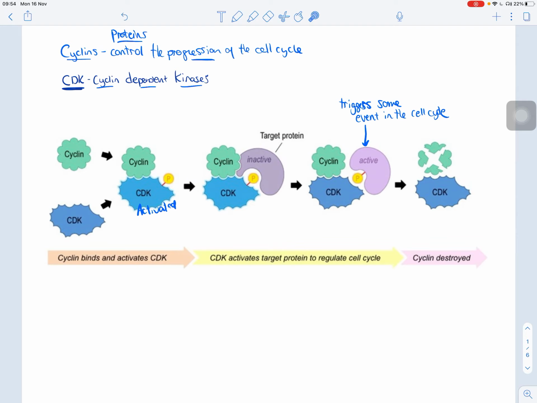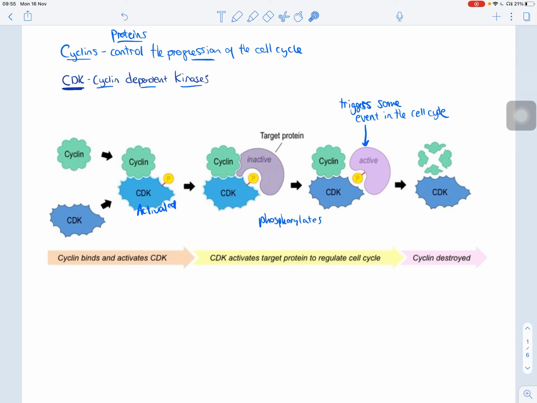Then you can see what happens in the next step: it hits some target protein. This target protein is going to be involved in the cell cycle. You can see here it transfers a phosphate group, so it phosphorylates that target protein right here. That protein could be an enzyme, it could be a signaling protein. There are lots of different options there, but it triggers some event in the cell cycle.